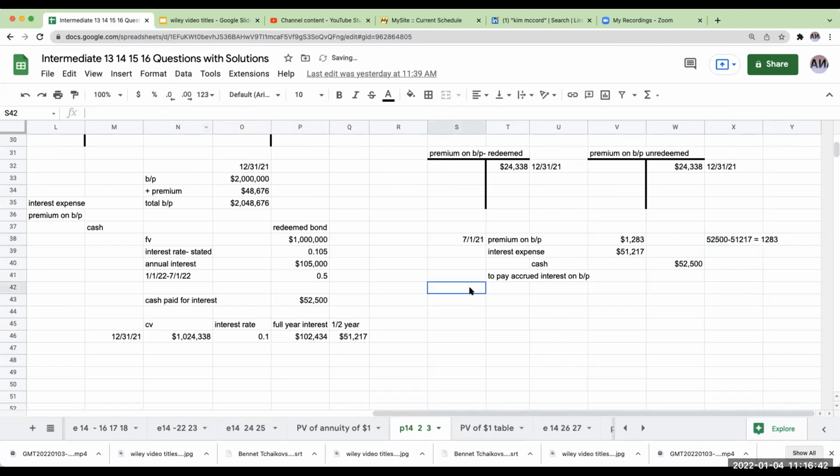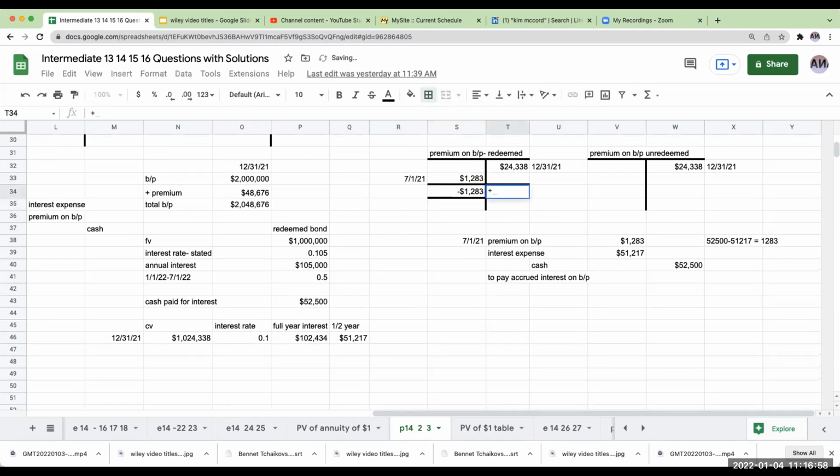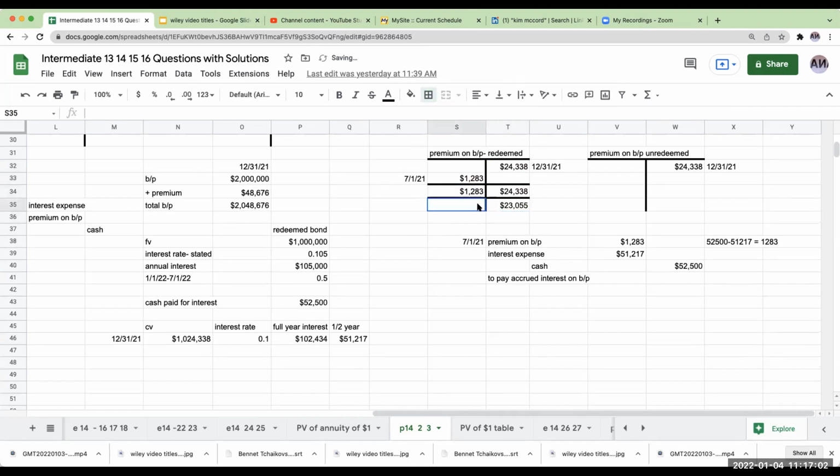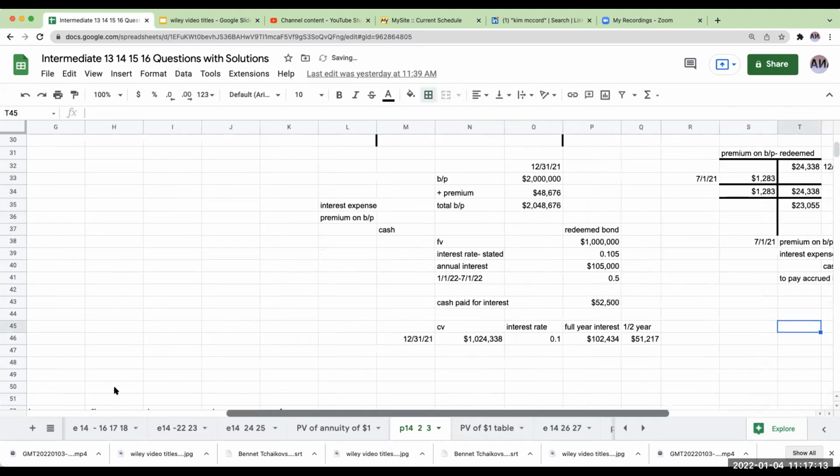Okay, so now I'm ready to go ahead and show this premium on bond payable right over here, right? So this is my interest amortization. I want to do this first before I get to the next step. Now on my books, I have over here my premium on bond payable redeemed. I am now going to go through and redeem the bonds.